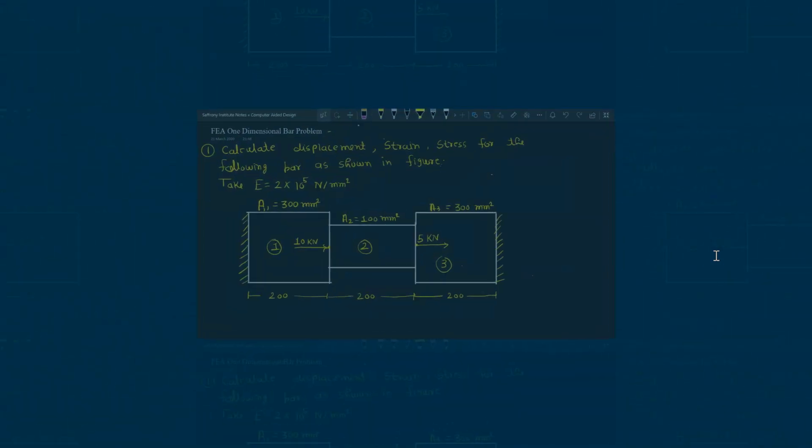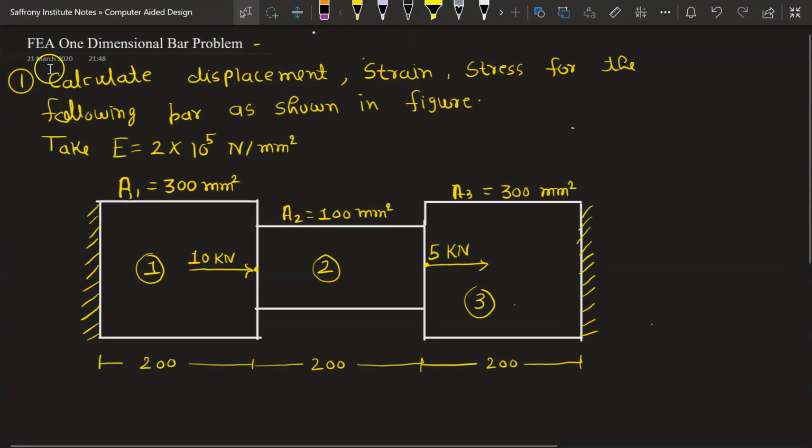Hello everyone. Today in this session we will understand the FEA one-dimensional bar problem. In this one-dimensional bar problem we will try to figure out these three things: displacement, strain and stress. This is a very general and simple example, but after this example you will be able to understand the complex numericals related to FEM also.